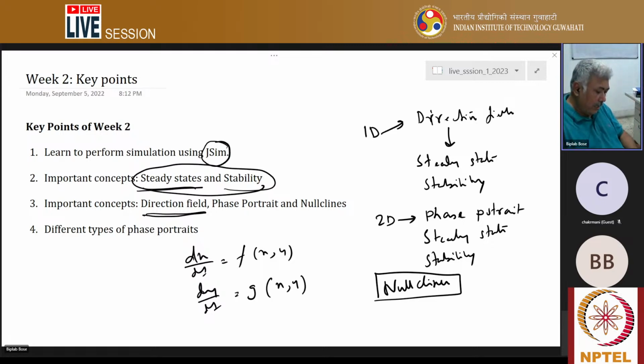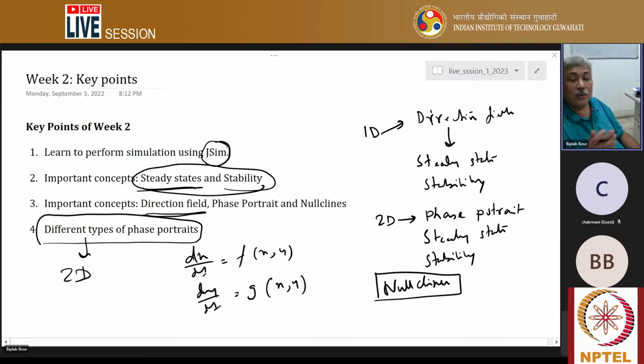And also, there can be different types of phase portraits for two-dimensional systems, 2D systems, right? We call them sink node, source node, spiral sink. All these are discussed in our lecture videos. Please go through them, try to understand them. At any moment, if you find any of these topics difficult to understand, drop a message in the discussion forum.